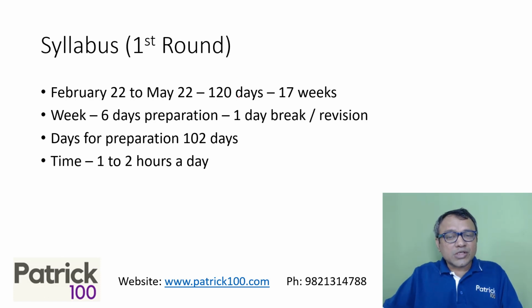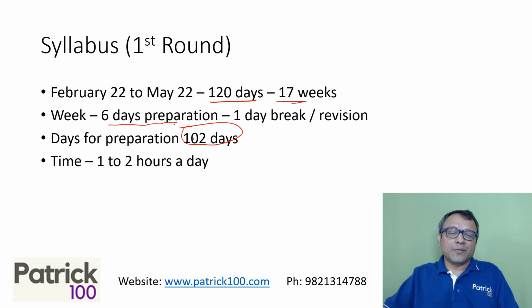When you look at the first round, you have approximately 120 days, four months, February to May, approximately 17 weeks. Which means if I assume that you're preparing for 6 days and take a 1 day break, you still have 102 days to prepare. Broadly speaking, in these 120 days, you have 102 days to prepare.